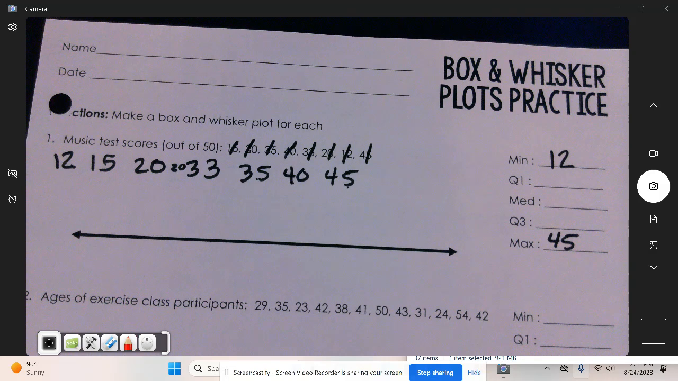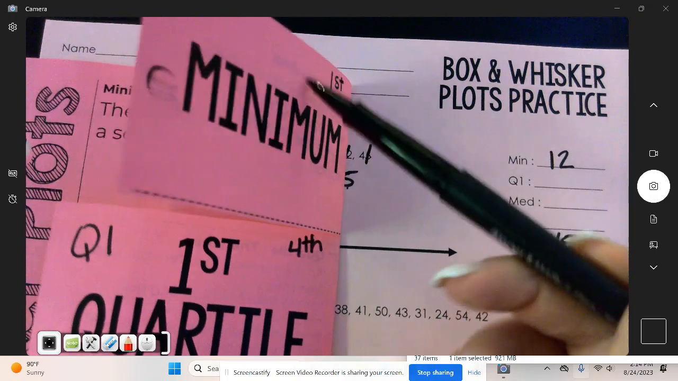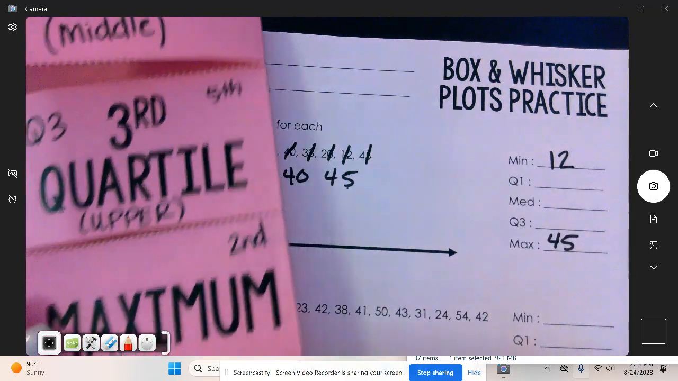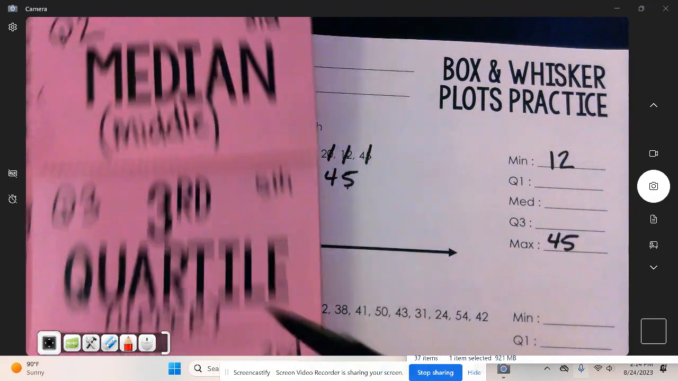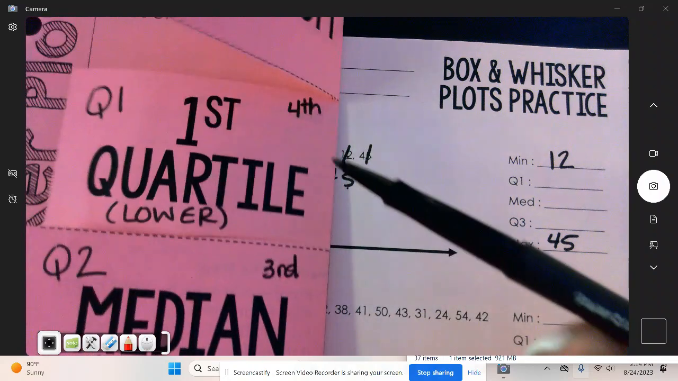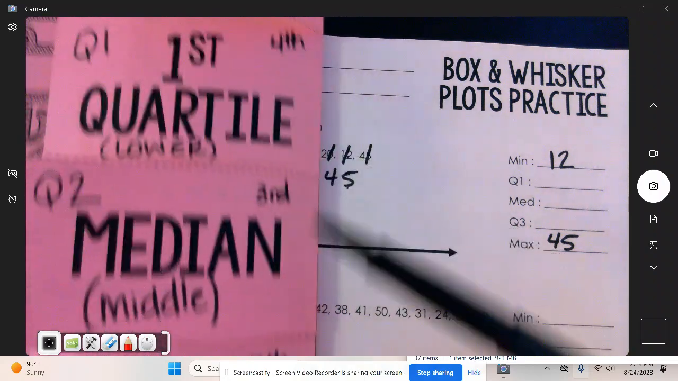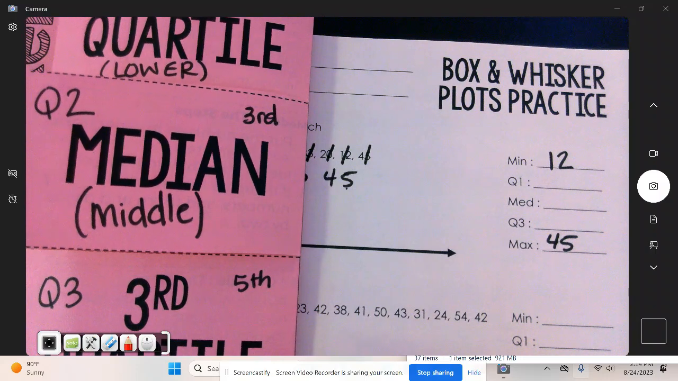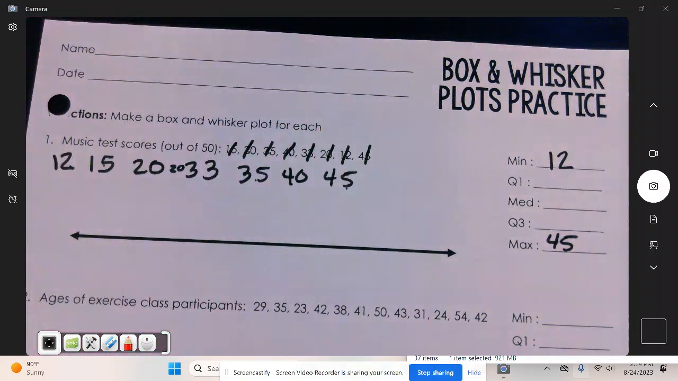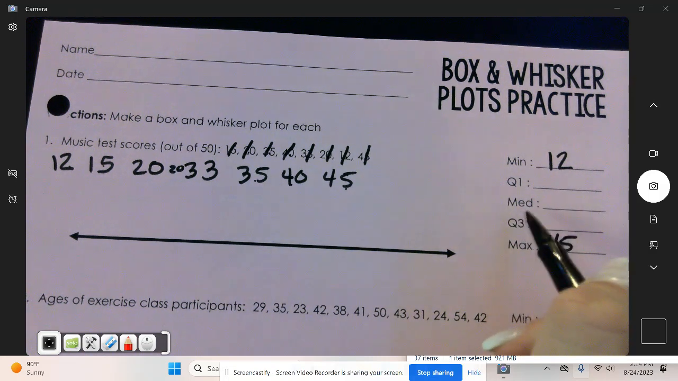What's the third thing we're supposed to find? The median. Look back at your foldable. If you don't have it written down, you need to. First is the minimum, second is the maximum. Third is the median. Fourth is Q1. Fifth is Q3. Okay? So we're going to find the median next.